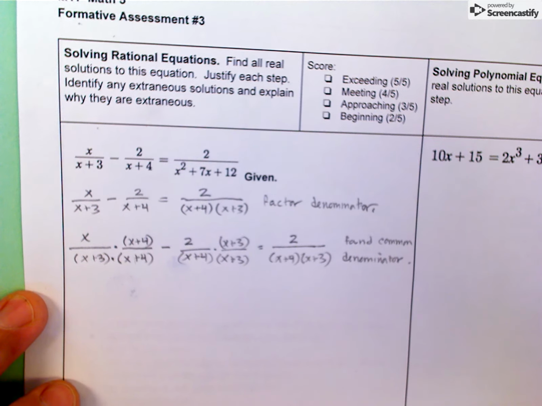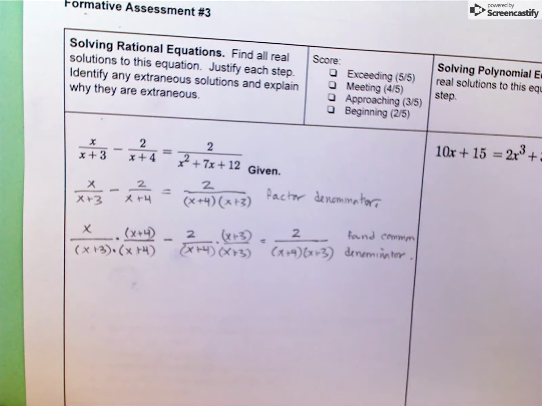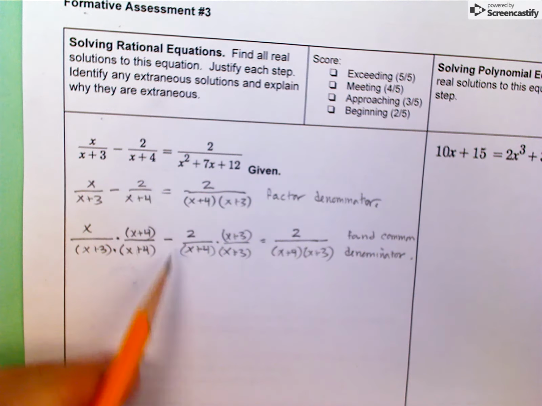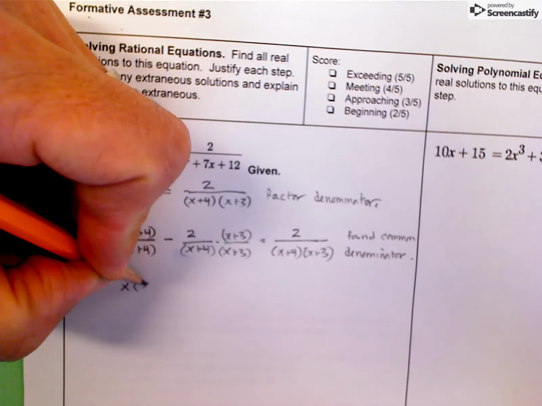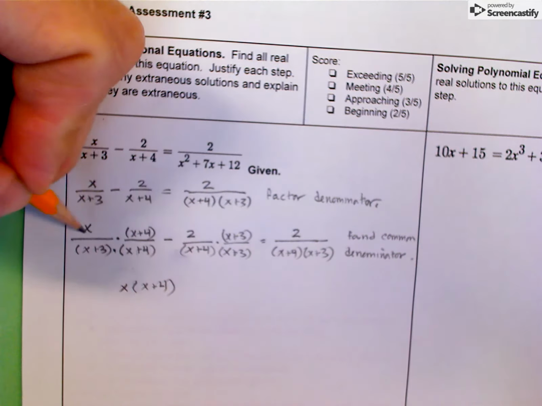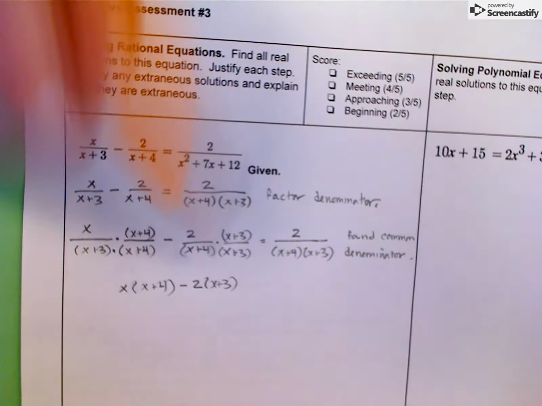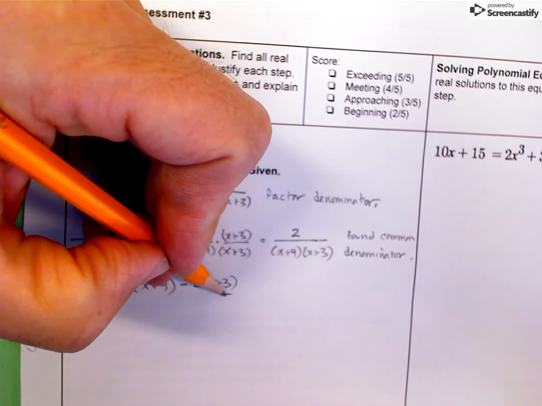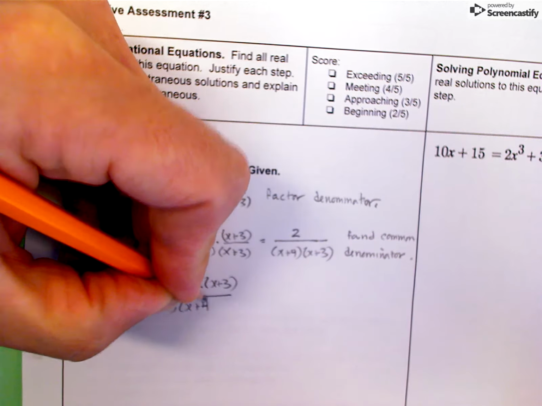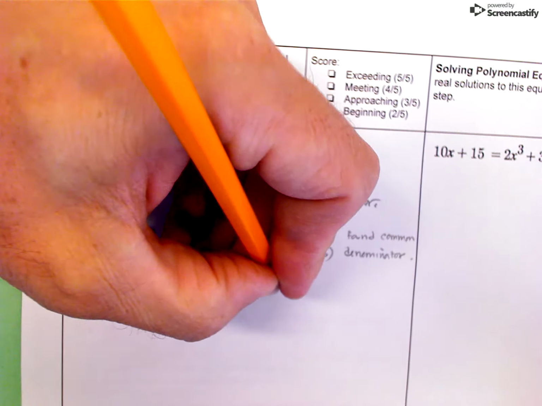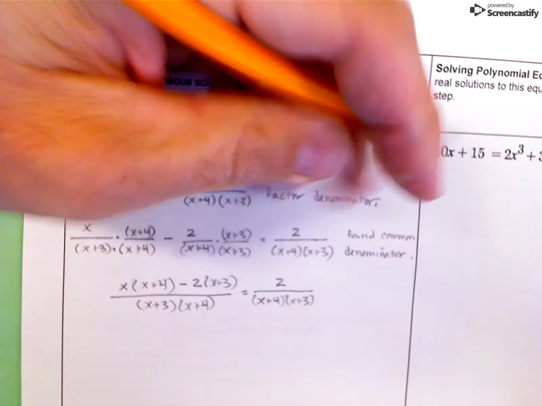So I can go ahead and carry out this multiplication now on the left-hand side. And I'm going to actually subtract. So I'm going to just do all the arithmetic over here that I need to. X times x plus 4, that's the numerator of the first term, minus 2 times x plus 3, the numerator of the second rational expression. And this whole thing is divided by x plus 3 times x plus 4. There's my denominator. And that equals 2 divided by x plus 4 times x plus 3. My right-hand side just stays the same.